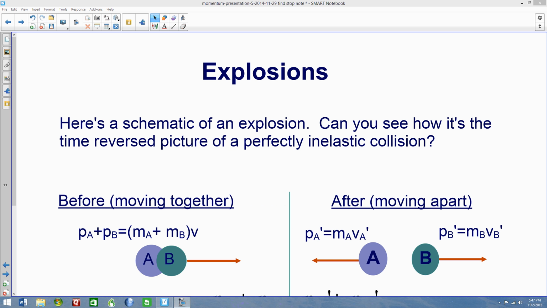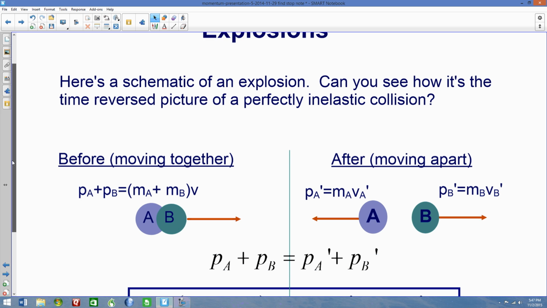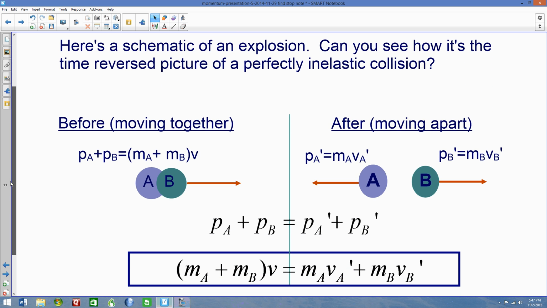Here's a schematic of an explosion. Can you see how it's a time reverse picture of a perfectly inelastic collision? Here we start with two objects stuck together, and here we end up with two separate objects. Let's go ahead and write in our vector signs because momentum is a vector quantity. Here both A and B have the same initial velocity.